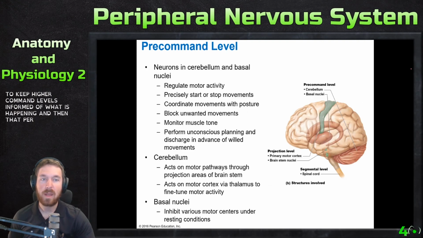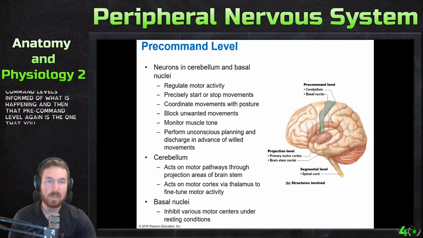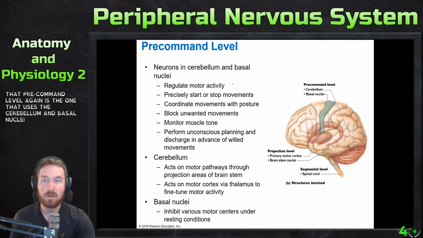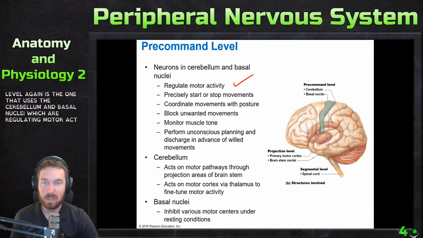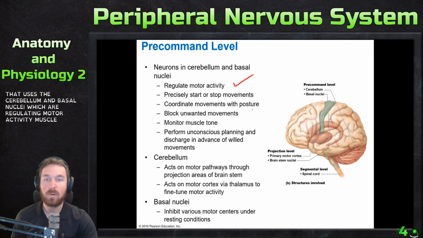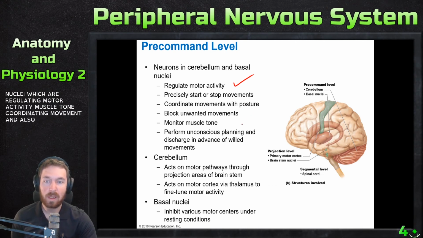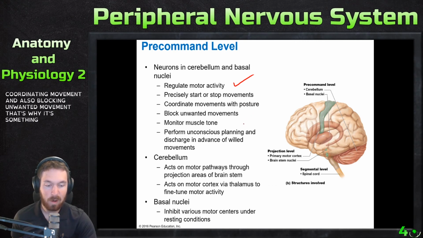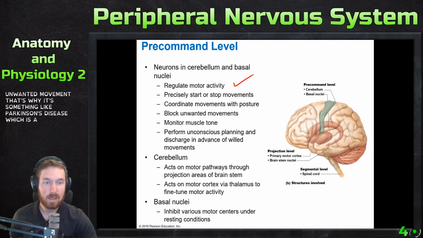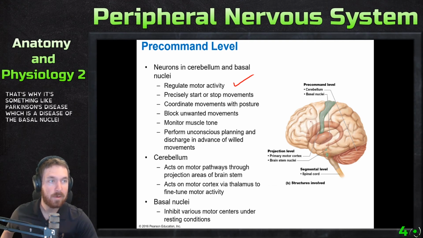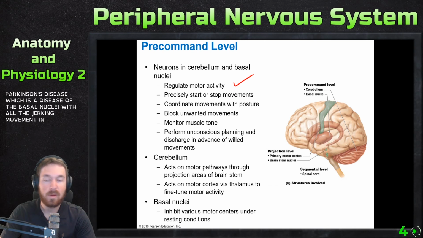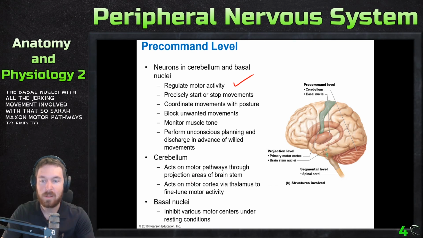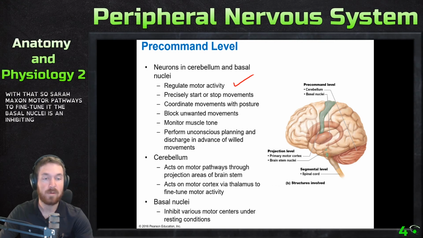And then the pre-command level, again, is the one that uses the cerebellum and basal nuclei, which are regulating motor activity, monitoring muscle tone, coordinating movements, and also blocking unwanted movements. That's why in something like Parkinson's disease, which is a disease of the basal nuclei, there are all the jerking movements involved. So the cerebellum acts on motor pathways to fine-tune them. The basal nuclei are then inhibiting those outputs.